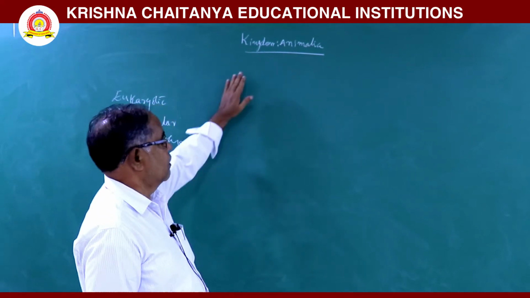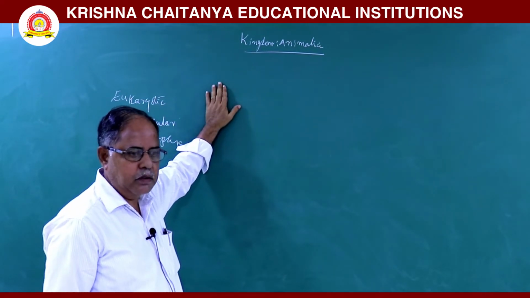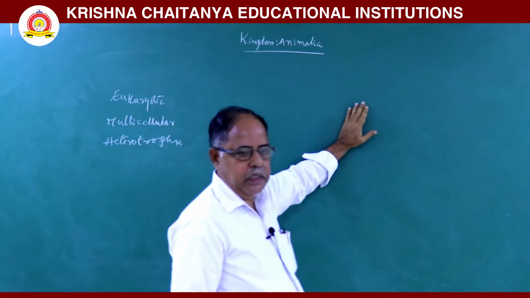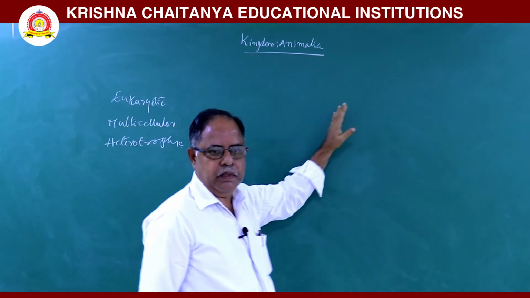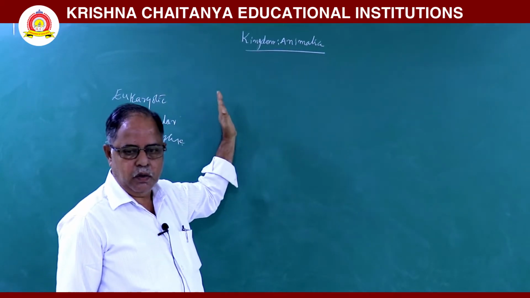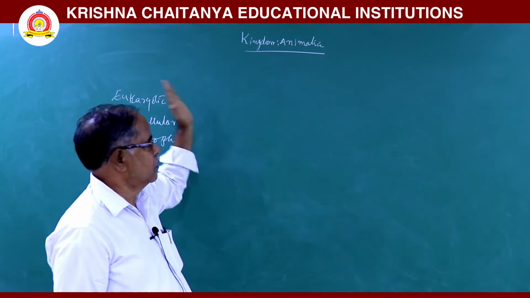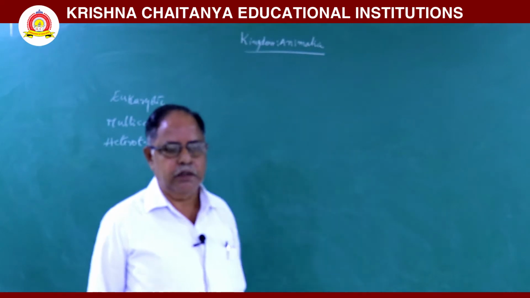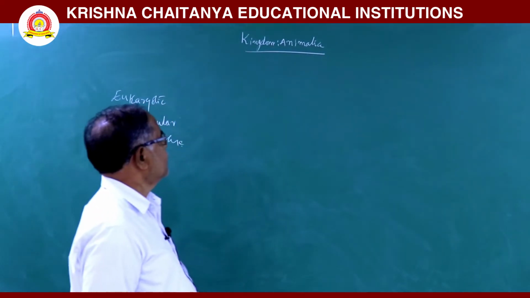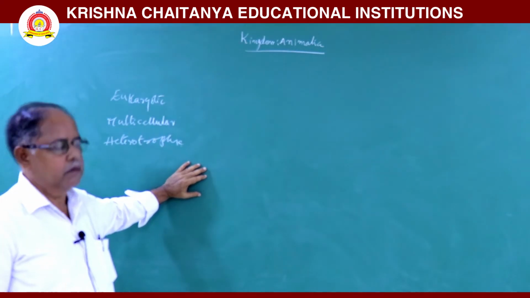In Animalia, from phylum Porifera to class Mammalia, animals are included. From Porifera, these are lower grade animals, they are primitive animals, and mammals are included. This is the introduction to Kingdom Animalia.